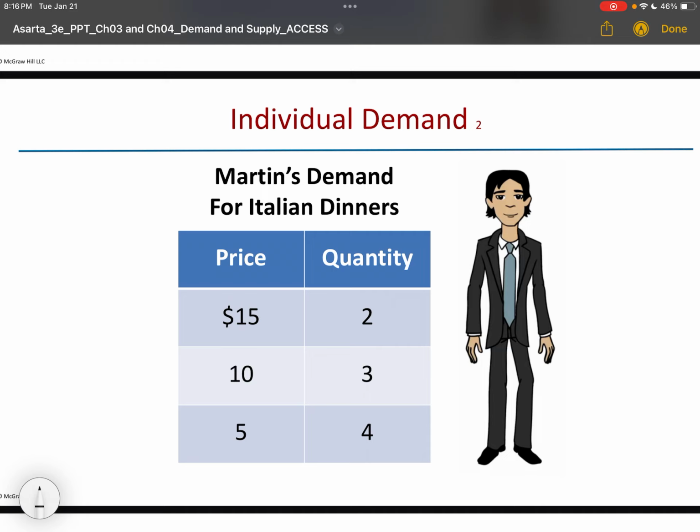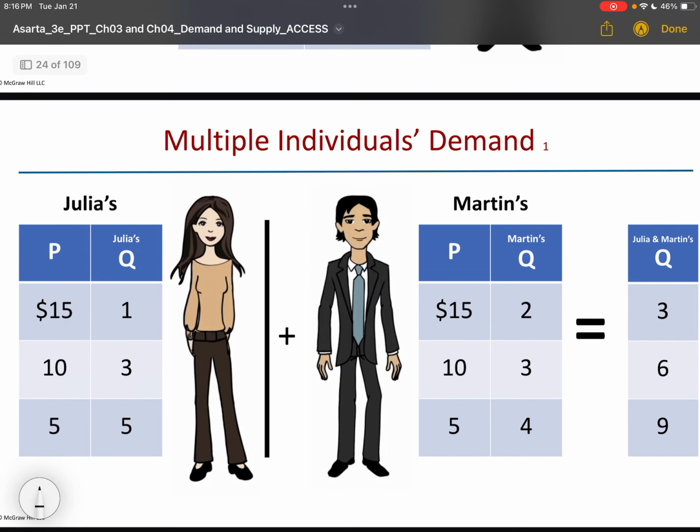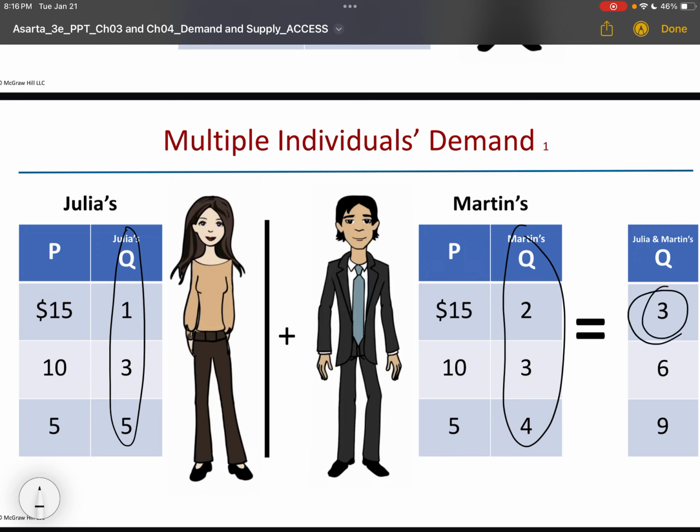Now, how do we get the market demand? Well, we are going to sum up the quantities of Martin and Julia, and we are going to sum just the Q's, right? Just the quantities. The prices, we don't sum the prices up. It shouldn't make sense that the prices should be summed up. The prices stay fixed, you see. And so when we sum up the quantities, we get these market quantities at the same prices, 15, 10, and 5.